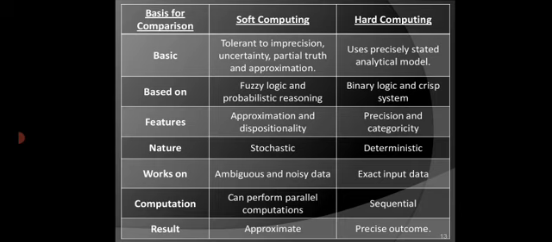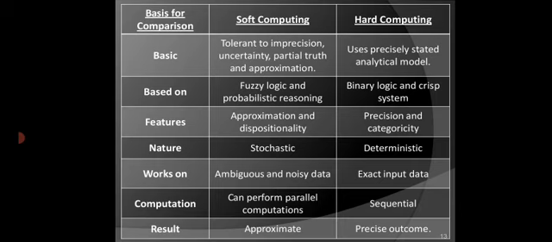So soft computing features are approximation and dispositionality, while hard computing features are precision and categoricity. The nature of soft computing is stochastic, while the nature of hard computing is deterministic. Soft computing works on ambiguous and noisy data, while hard computing works on exact input data.